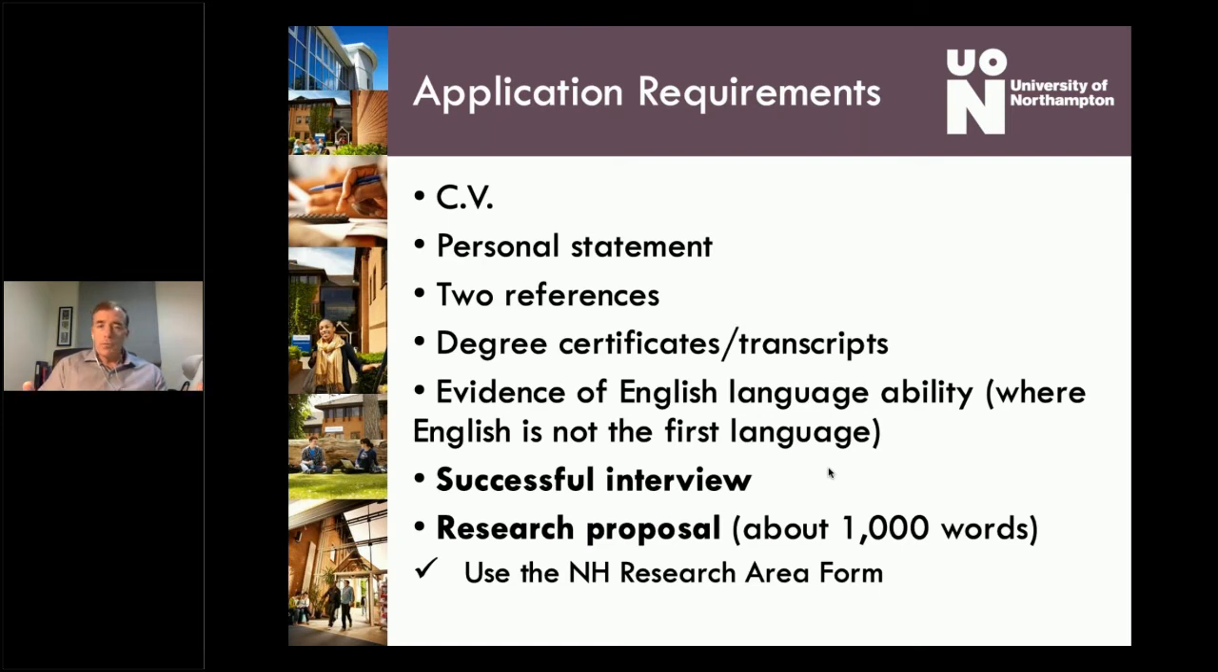For example, if your master's was done in English, you wouldn't. So, at this stage, they'll let you know if you need to do anything there. But the bottom 2 are important because you'll submit this plus a proposal. And the proposal will just be 1,000 words. And there's a template for it, the Northampton Research Area Form, where you're just going to give the admissions team an idea of what you want to study. And I'll talk more about why we do proposals and what should be in them in a moment.